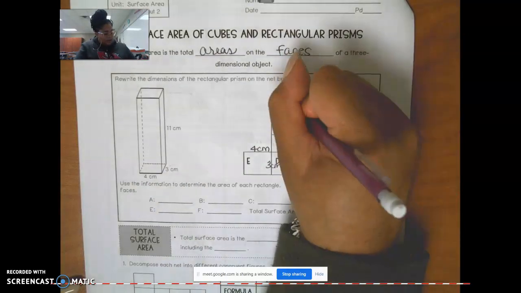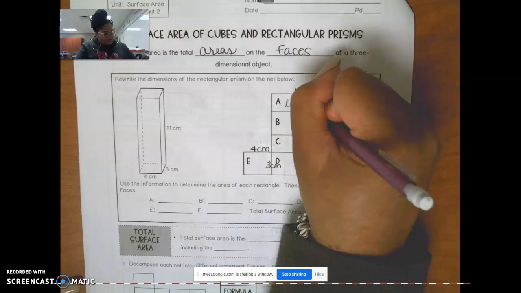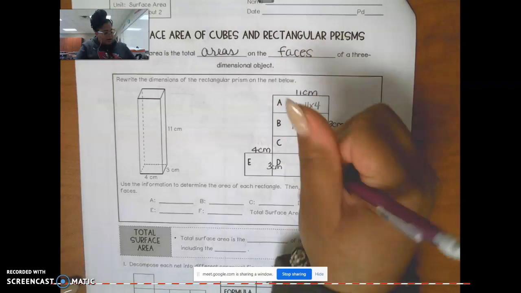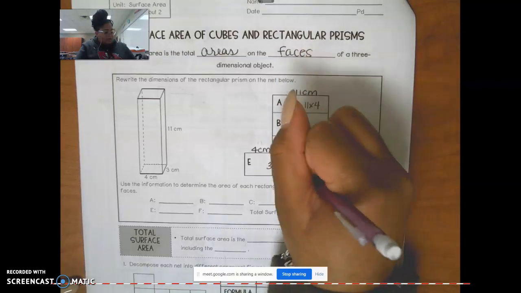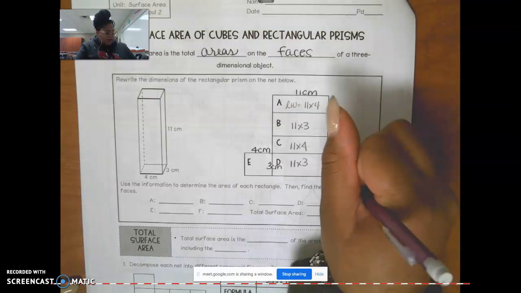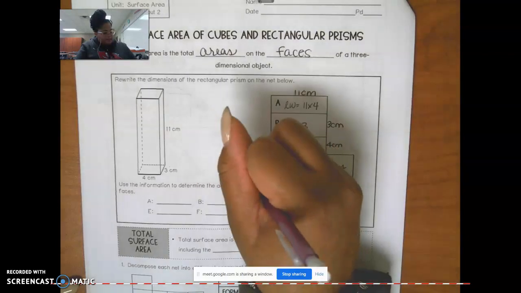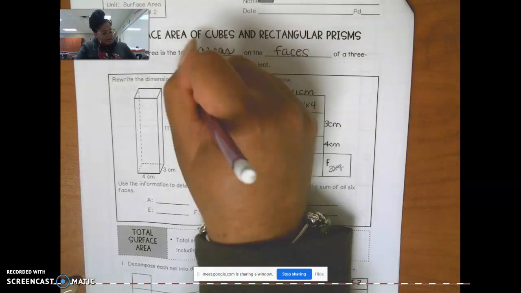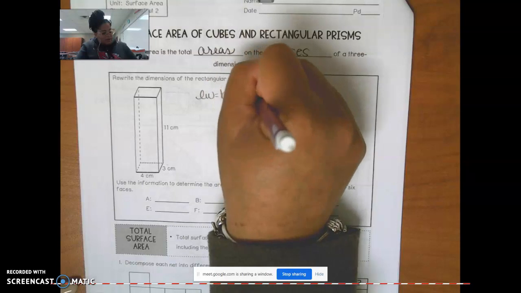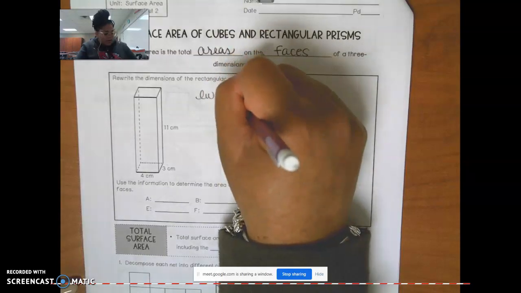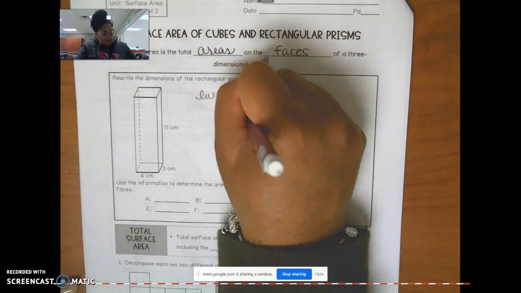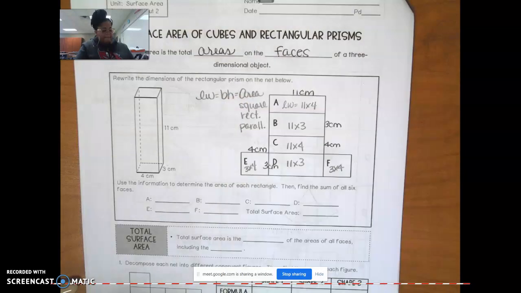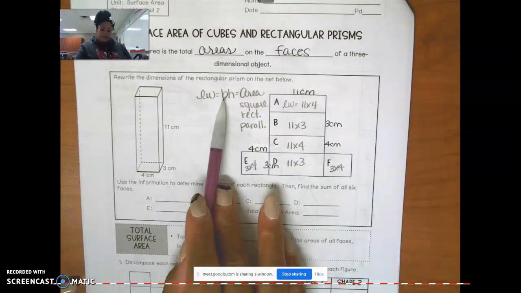So we know that area equals length times width. So this is 11 by 4. This is 11 by 3. This is 11 by 4, and this is 11 by 3, and this is 3 by 4, and this is 3 by 4. Length times width is the same as base times height, and we're talking about area of a square, of a rectangle, of a parallelogram. All of those have the same formula, base times height.